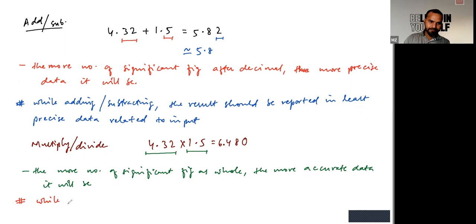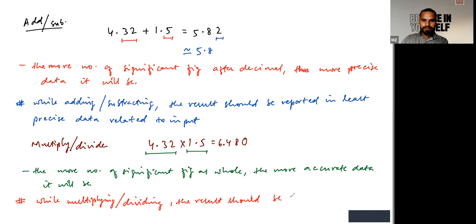While multiplying or dividing, the result should be reported in the least accurate data related to input.